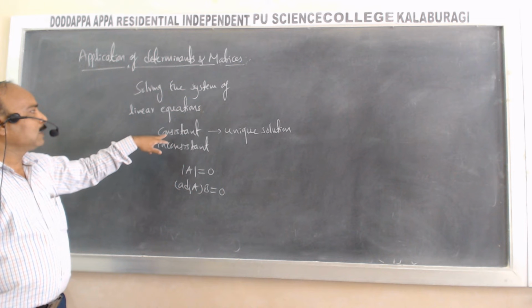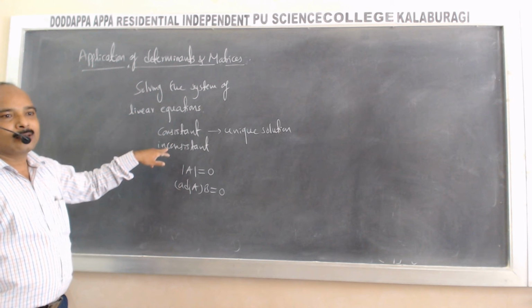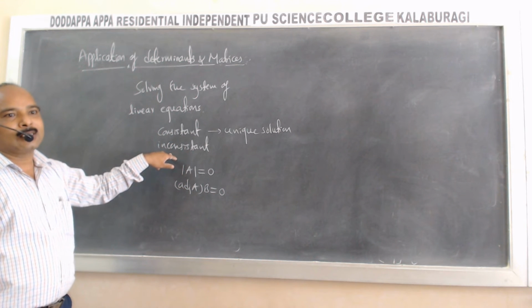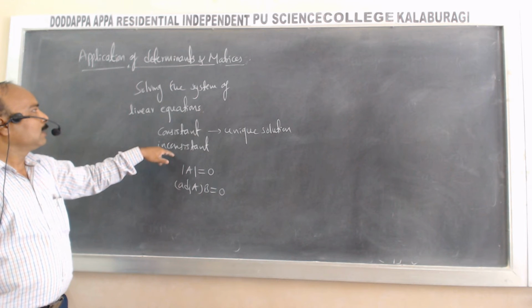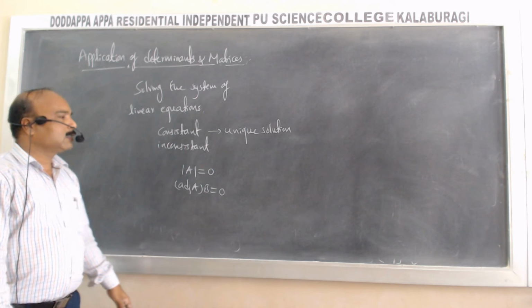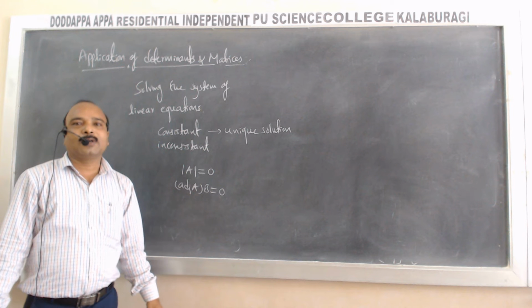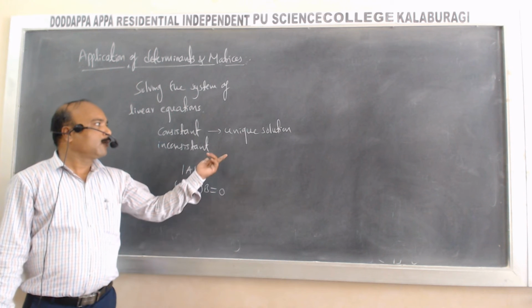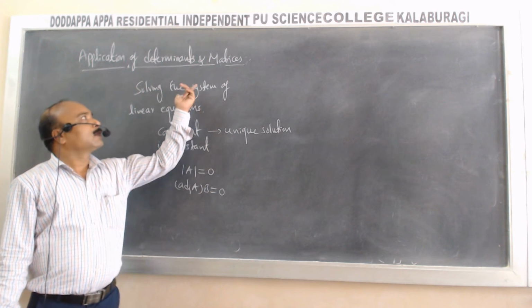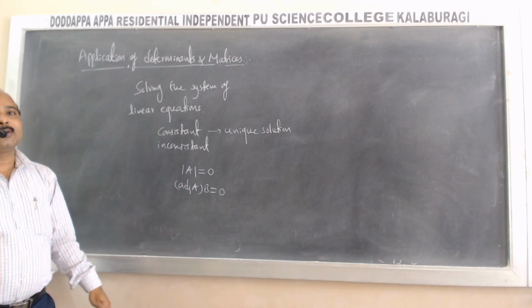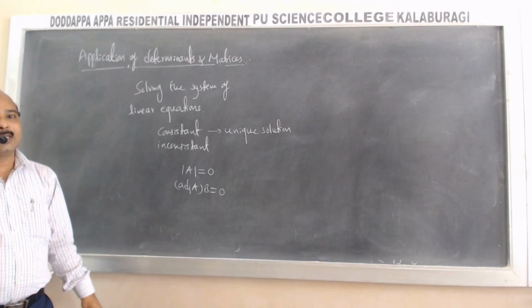Now if the solution exists, that is consistent. Solution does not exist, it is inconsistent. Like that we define two type of linear system of equations. Now we go for formula for solving the system of linear equations by using the inverse of the square matrix.